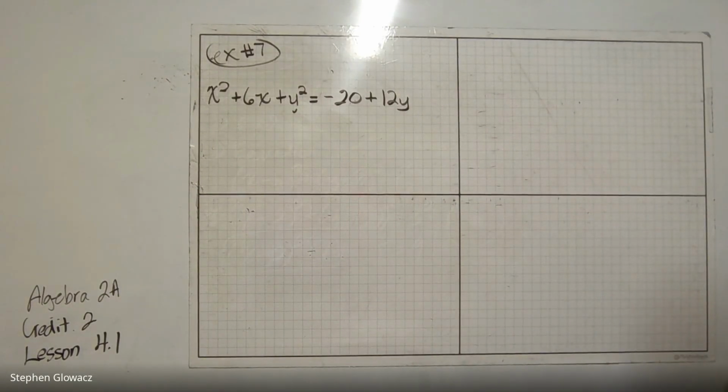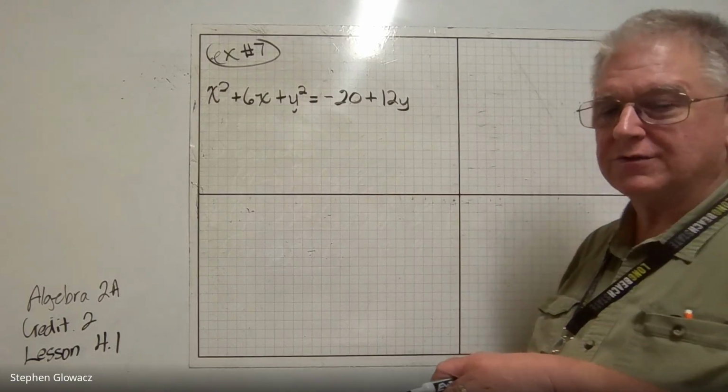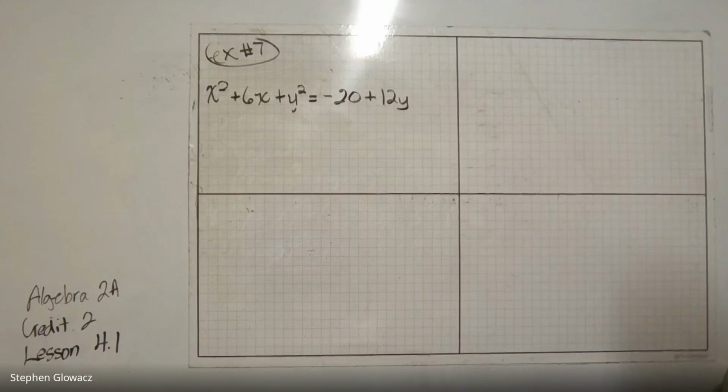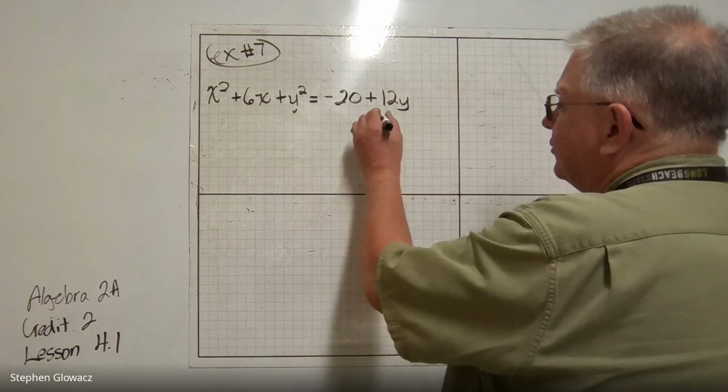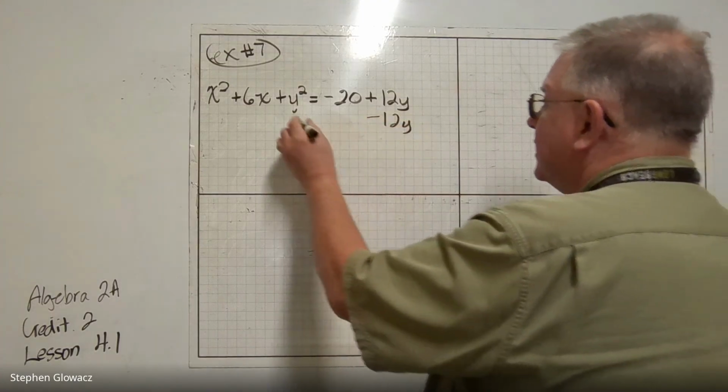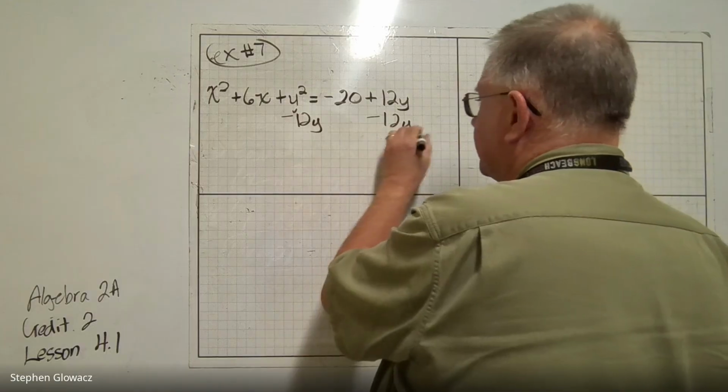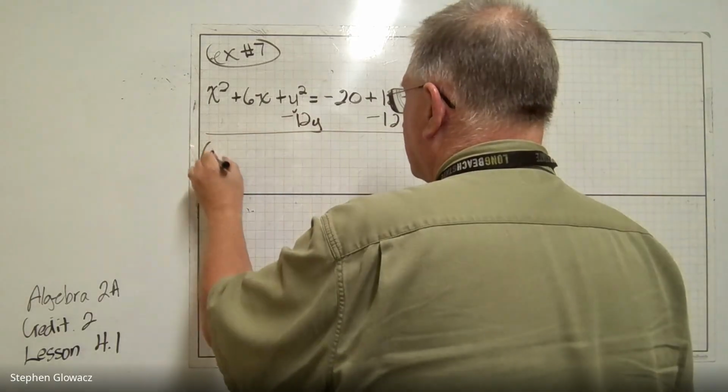We're going to turn it into the equation of a circle. We're just simply going to put it in standard form. All right, so the way we do that, first thing we have to do is get rid of this 12y. So we're going to subtract 12y from both sides, and we're going to start organizing things.